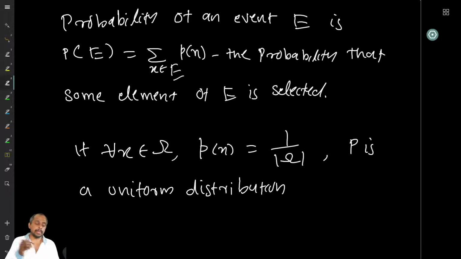Now, if for every element of omega, the probability of that element coming as an outcome is precisely the same, then it's 1 by the cardinality of omega. Then we say P is a uniform distribution. We said that the probability is also called the probability distribution, that function. If the function has the property that every element is given the same probability, then this distribution is a uniform distribution. This is something that we will often use, so we are going to use this terminology.